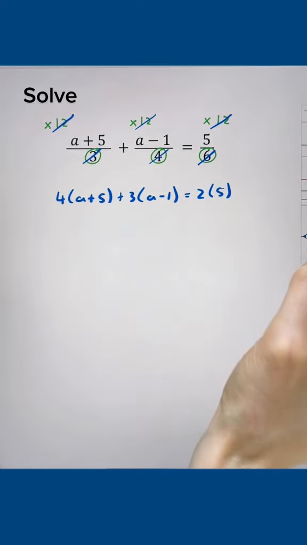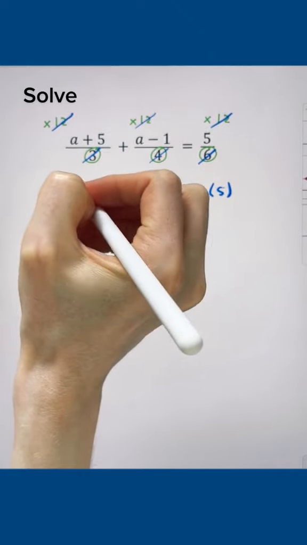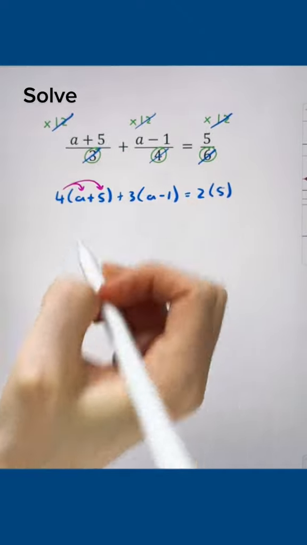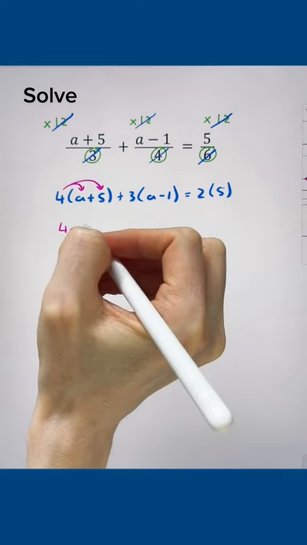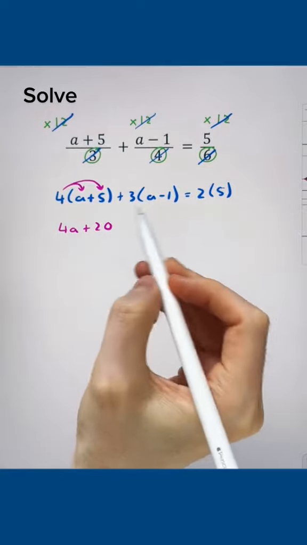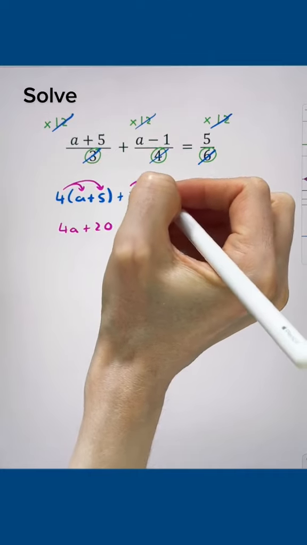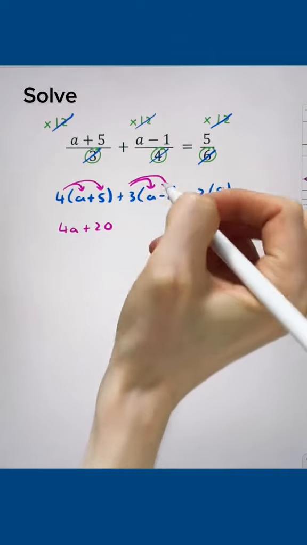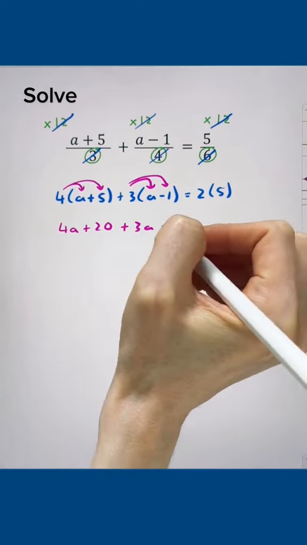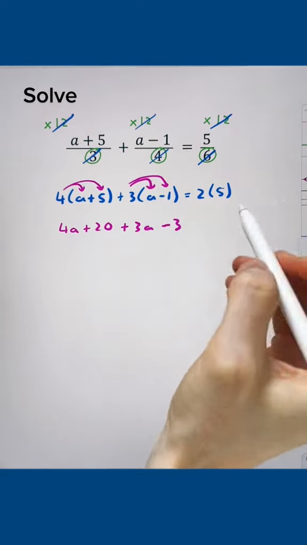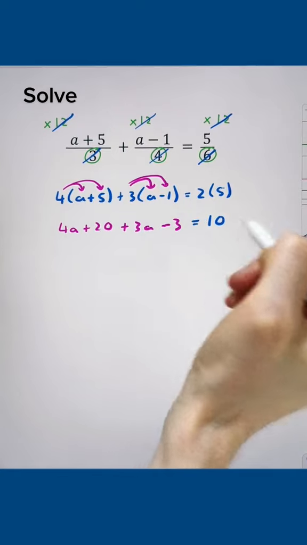this case is 5. Expanding out my single bracket, whatever's directly outside, I multiply each term directly inside my single bracket. Here 4 times a will give us 4a, and 4 times 5 gives us plus 20. Expanding my second single bracket, whatever's directly outside, I multiply each term directly inside. Here 3 times a will give us plus 3a, and 3 times negative 1 will give us negative 3. On the right hand side of my equation, I have 2 times 5, which will give us 10.